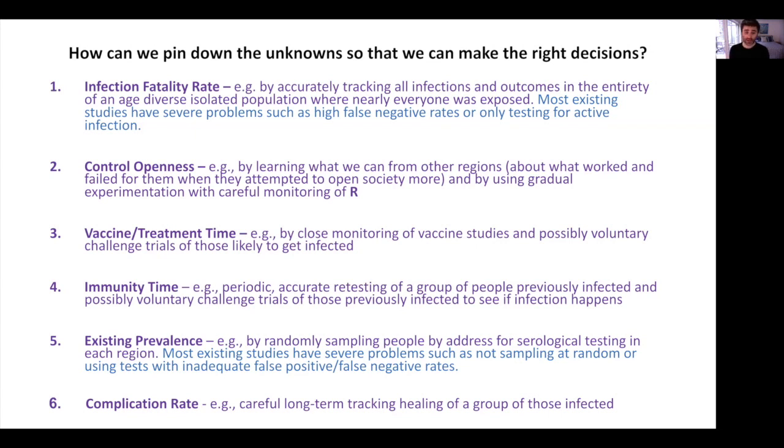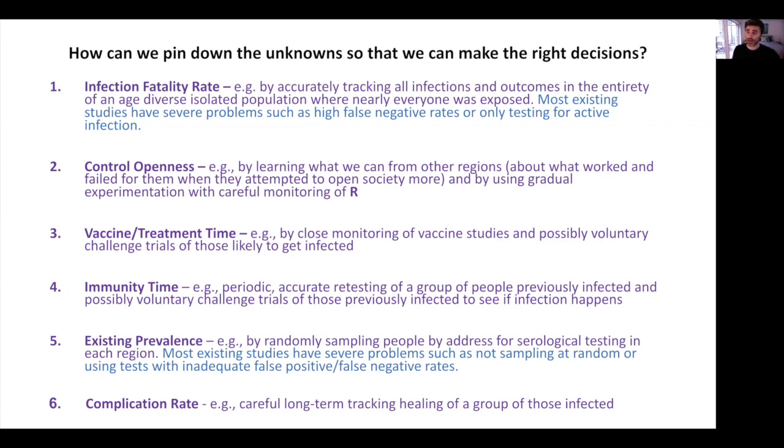Well, in terms of immunity time, if we were to do periodic, accurate retesting of a group of people who've been previously infected, so take a bunch of people who've been infected with the virus, and we know they're infected, every single month, again, measure whether they've been reinfected, or even if they're willing to volunteer and be done ethically, doing challenge trials where people who previously been infected agree to actually get reinfected under certain scenarios. This could actually give us a lot more information on immunity time, which is a key parameter.